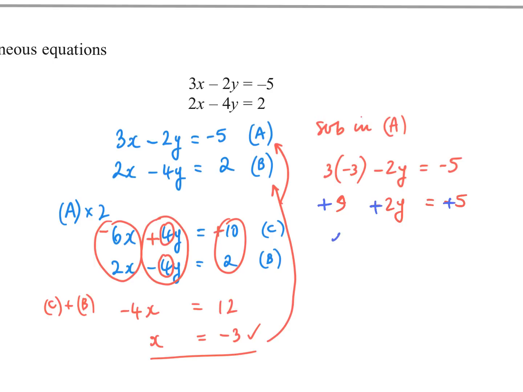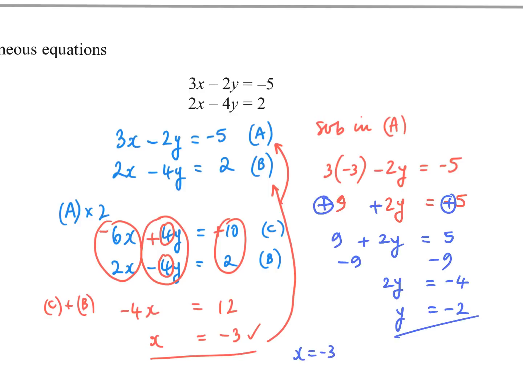And write it out again so it looks clearer. You don't need to write these add signs here. And so you can take 9 from both sides now, and you'd have 2y is 5 minus 9, which is negative 4, halve both sides, y is negative 2. So x is negative 3 and y is negative 2 is the coordinate in space where these two lines intersect.